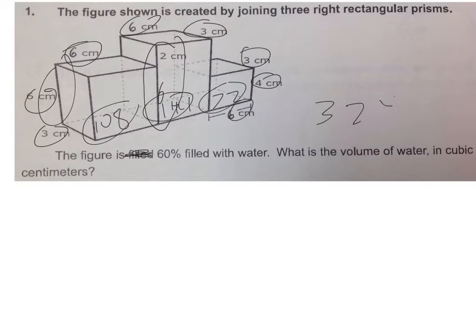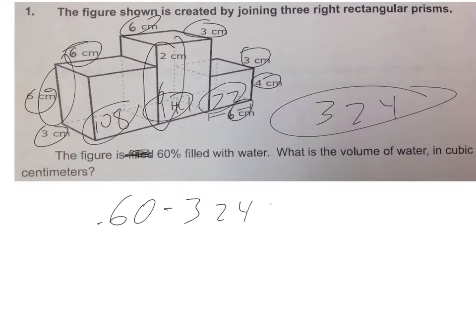So that's your volume of the entire thing, but it's only 60% filled with water, so we want to know the volume of the water. So we're going to do 60% of the volume. So that's going to be 0.60 times 324. When you guys do that, you end up getting 194.4 cubic centimeters.